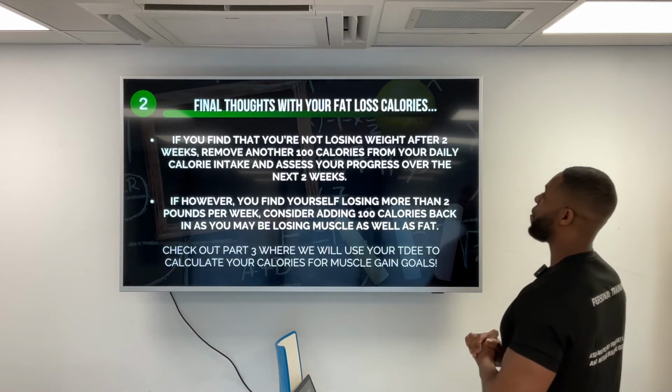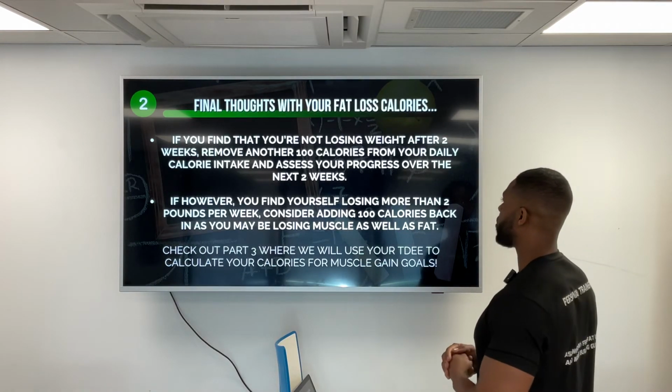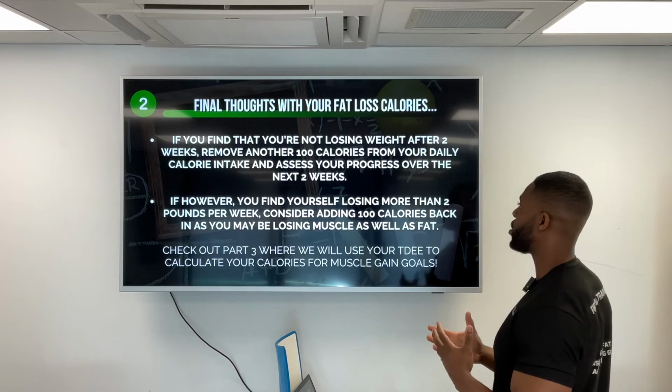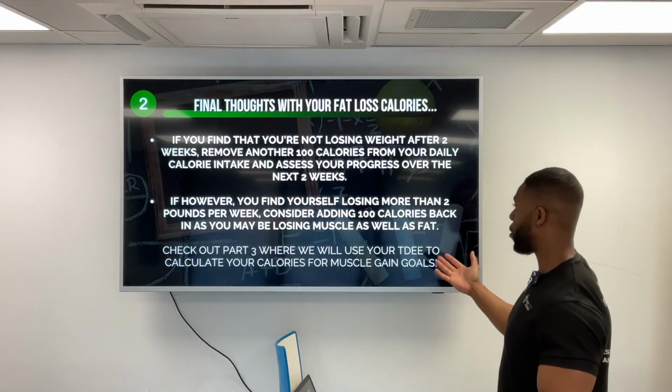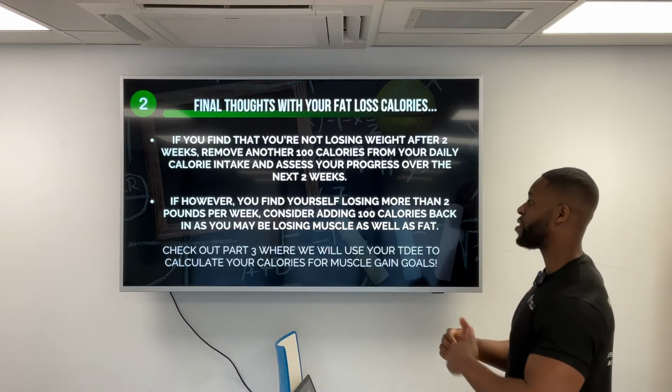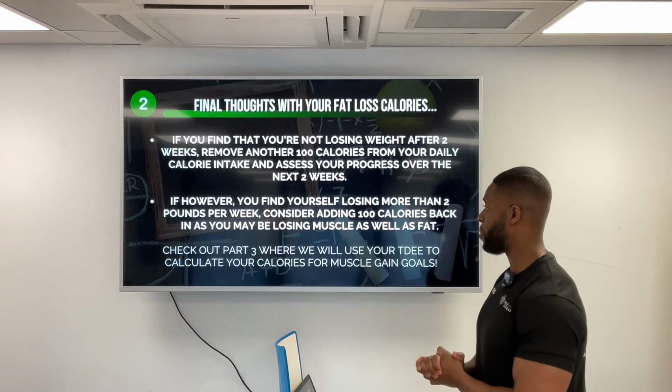Like I said, if you find that you're not losing weight after 2 weeks, remove another 100 calories from your daily caloric intake and assess your progress over the next 2 weeks. If, however, you find yourself, like I said before, losing more than 2 pounds per week, consider adding those calories back in as well, just to make sure you're not losing muscle at the same time too.